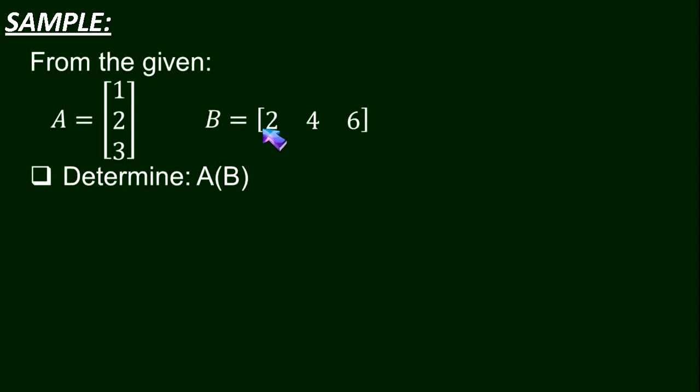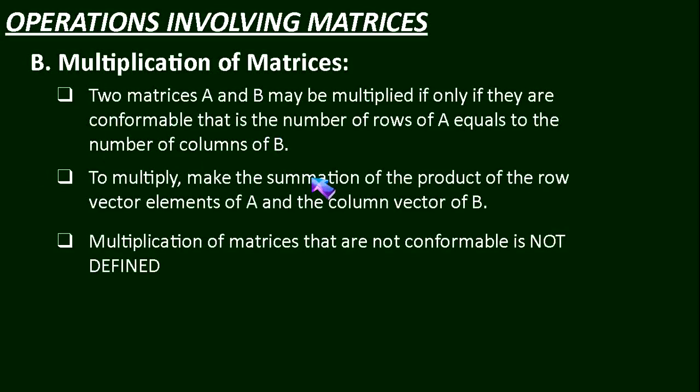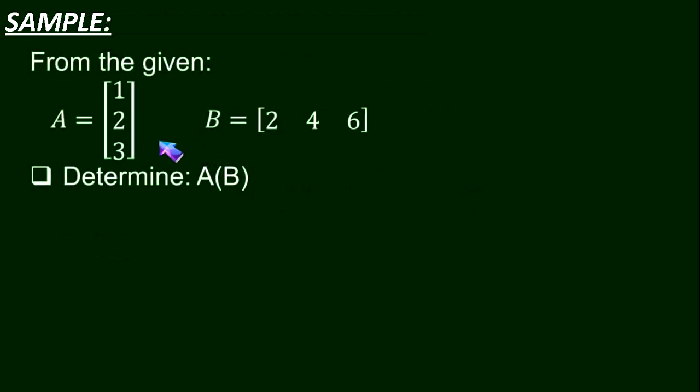So how will we multiply this A and B? So sabi dito, to multiply, make the summation of the product of the row vector elements of A and the column vector of B. So paano natin i-multiply ito? So this is one row and one column. So yung magiging sagot natin dito is 1 by 1 matrix. See, it has one row, one column. Ang magiging sagot natin is 1 by 1 matrix. So isang value lang yung kailangan natin dito.